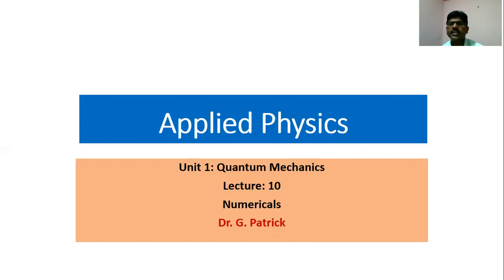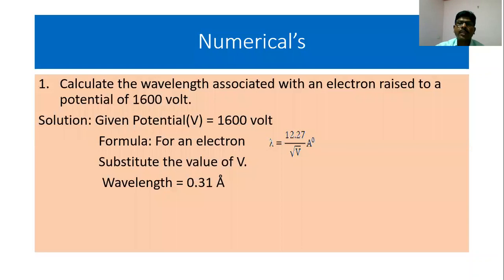Keeping all these formulas in mind, we can apply them in situations and understand the concepts. Now, the first numerical: calculate the wavelength associated with an electron accelerated through a potential of 1600 volts. While doing a problem, always first write down the parameters that are given. So given over here is the potential V, which is equal to 1600 volt.